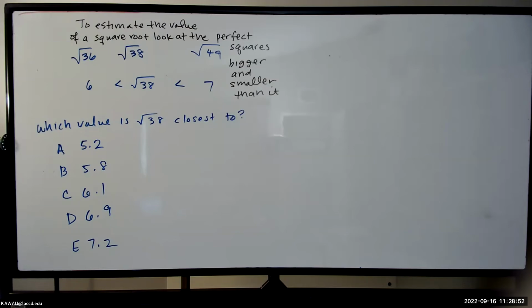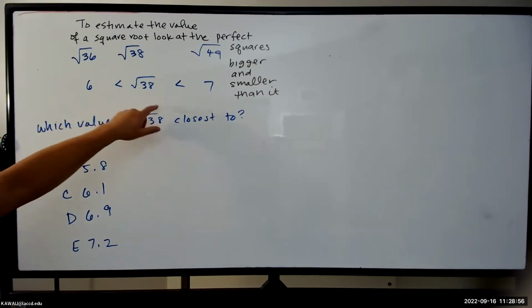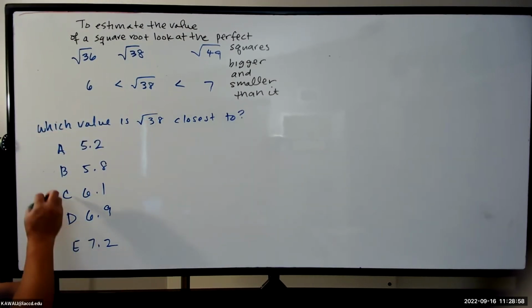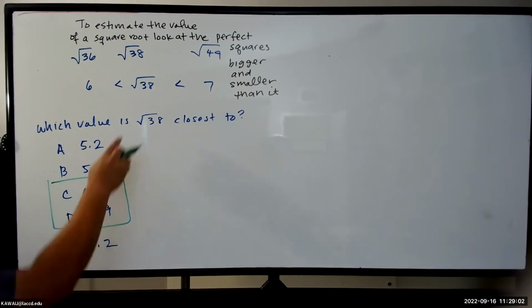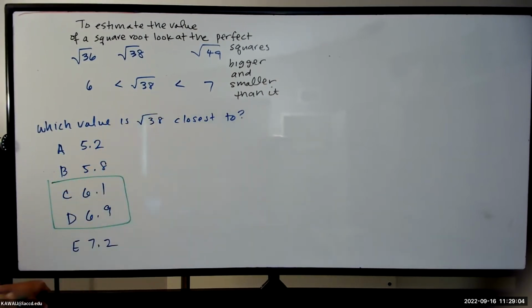Okay, so let's look at this. So we're saying 38 is between 6 and 7. So the only two numbers I'm looking at is this right here. Right? Because 38 is in between 6 and 7. Now, the question is, which one is it closer to? Okay.